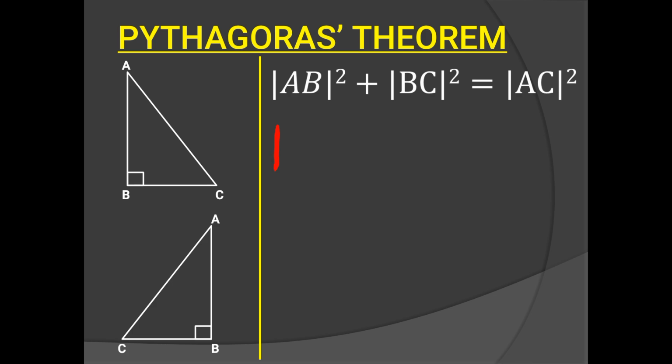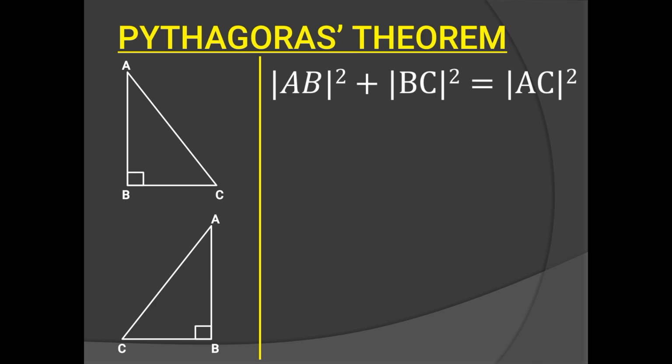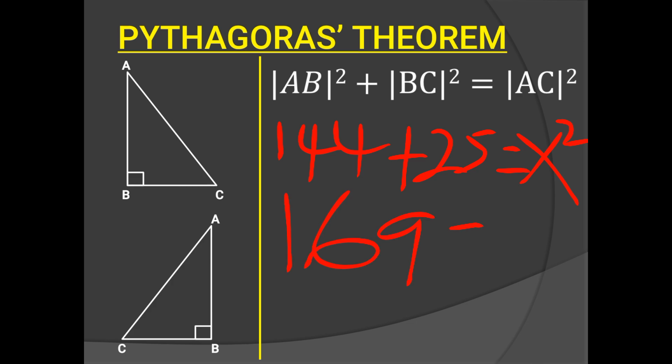So 12 squared plus 5 squared is equal to x squared. Now 12 squared is 144, and then 5 squared is what? 25. That should be equal to x squared. So we have 144 plus 25 equals x squared. 144 plus 25 is 169. That is equal to x squared.